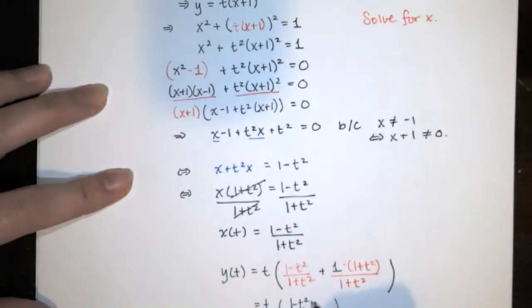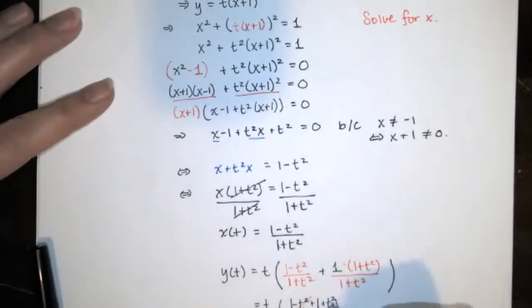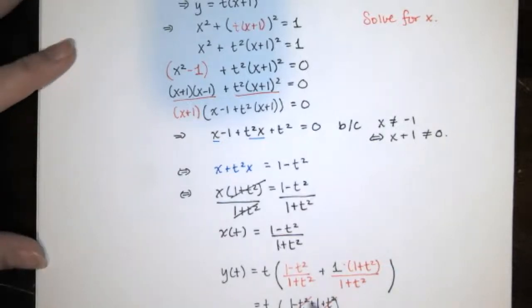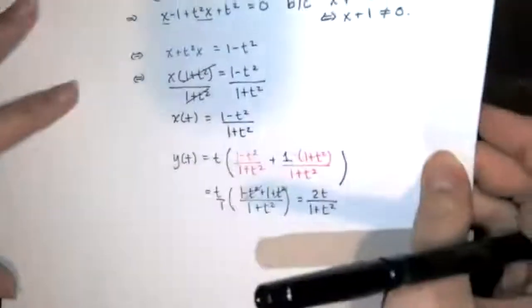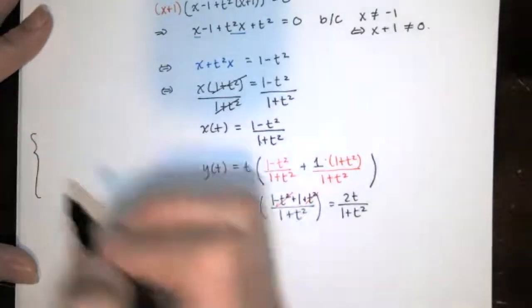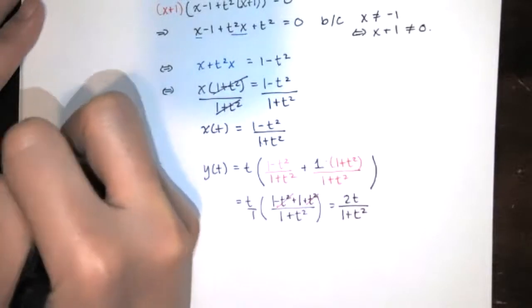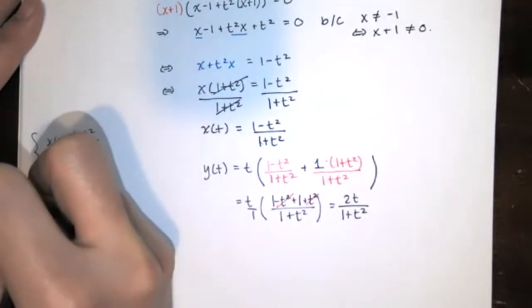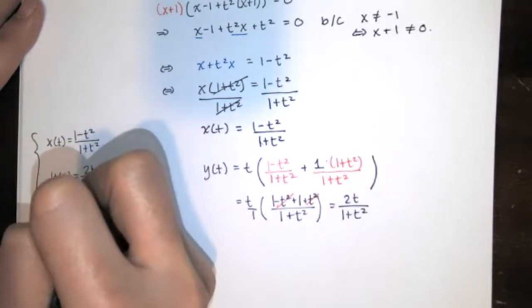You have 1 minus t squared plus 1 plus t squared. The t squared and the negative t squared reduce, and then we just end up with a 2 in the numerator over 1 plus t squared times t over 1. So we get 2t over 1 plus t squared. Oops, there we go. So now we have these parametric equations representing the unit circle. X of t equals 1 minus t squared over 1 plus t squared, and y of t equals 2t over 1 plus t squared.